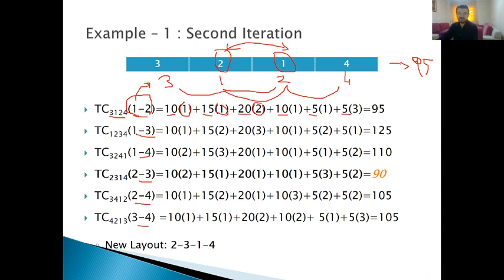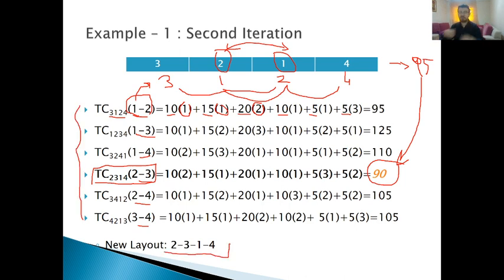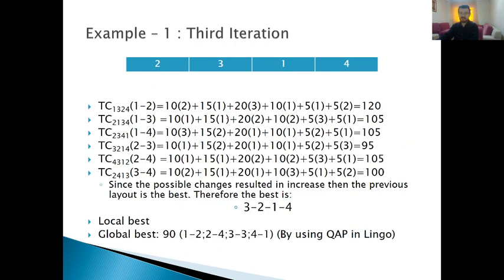So when I do all these possible exchanges, I still get an improvement. I decrease the cost from 95 to 90, and this is the best layout among these layouts, okay? So am I gonna stop? No, I'm gonna go further and look for whether there are any better layouts or not. In the next iteration, I'm gonna start with this arrangement, okay? This is the arrangement. And I'm gonna do every possible exchange again.